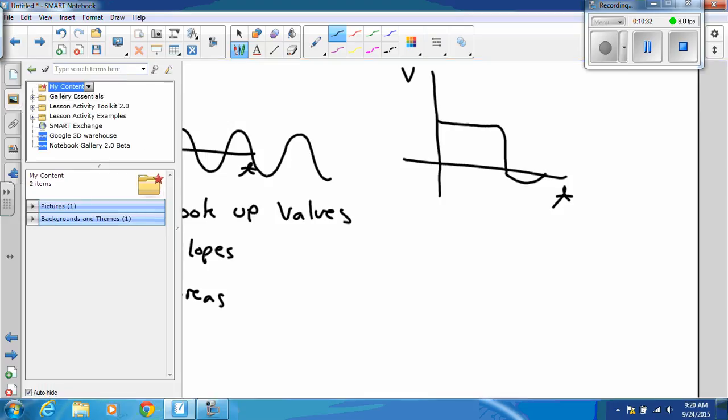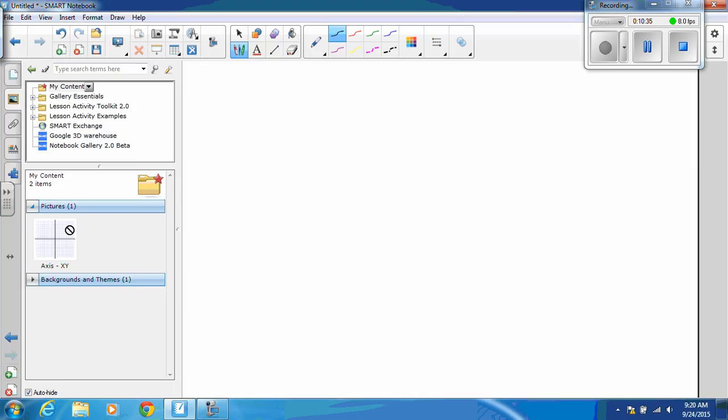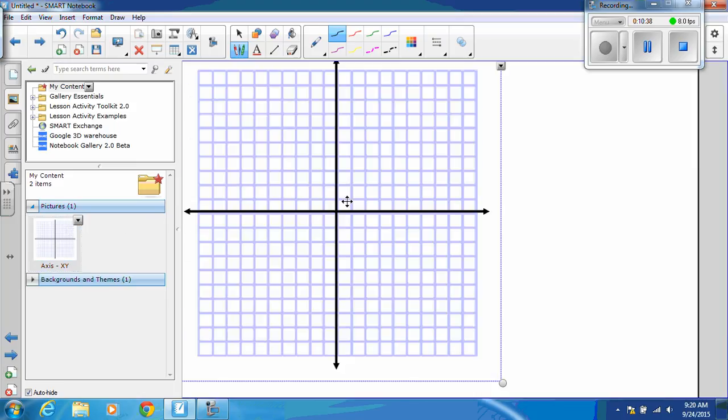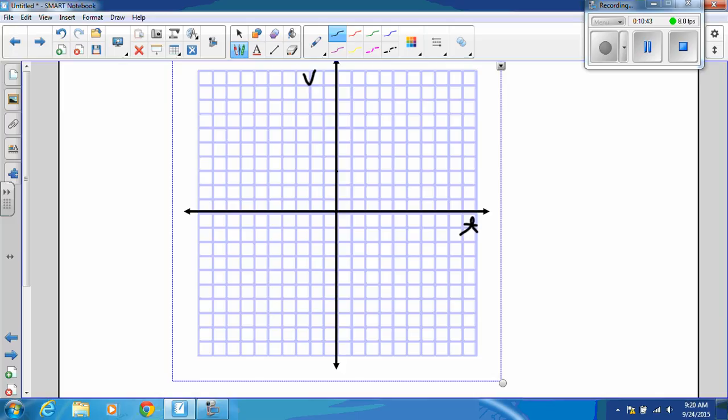Let's actually get a graph on the table here. And let's consider a situation where we have non-constant velocity. Let me do it something like this. There we go. All right, so we have a non-constant velocity that looks like this. And so now we want to ask some different questions. We might ask the question, what is the velocity at time 4? This is a lookup question.